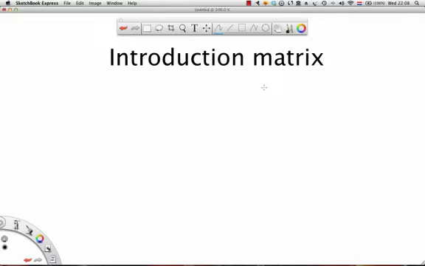Today I want to start on the introduction of the matrix, and it is a start of our course on linear algebra. Now let's have a look at this. This simply is a number, and it can mean anything. It can mean 3 apples or $3 million or whatever.